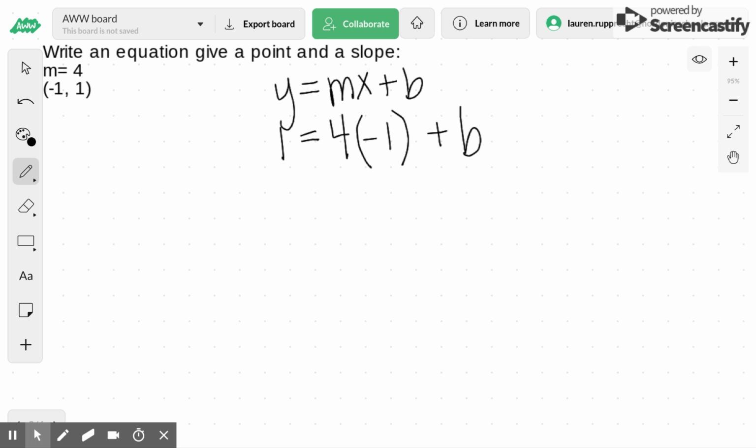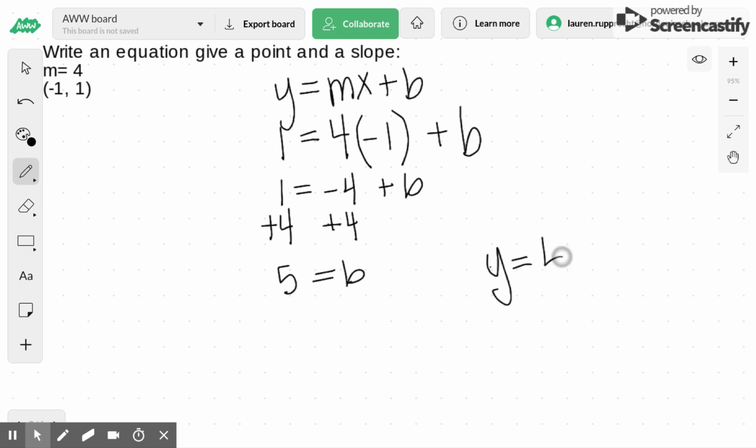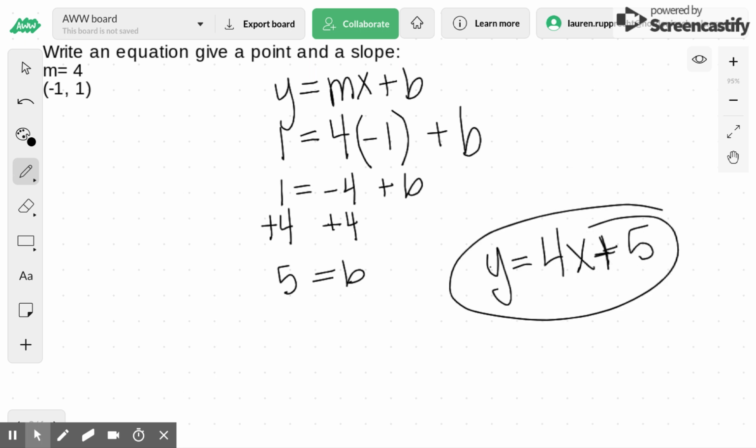So I'm going to simplify. I get 4 times -1 is -4. Now I need to use inverse operations to get b on the right side of the equal sign by itself. So I add 4 to both sides, and I have 5 equals b. So now I know what m is, and I know what b is, so I can write my equation: y equals 4x plus 5. And that's my answer.